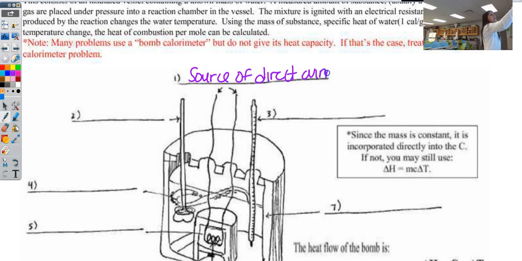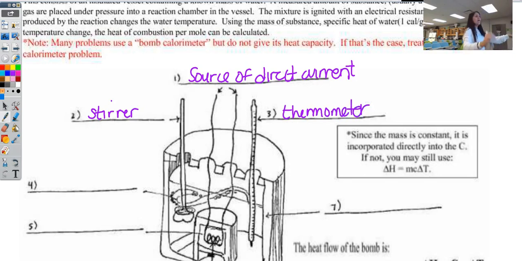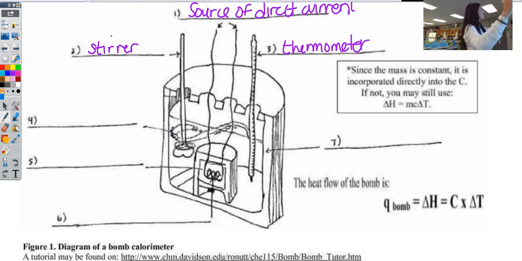Okay, let's take a look at what number two is. Well, number two just looks like it's something that's doing some stirring, so that is our stirrer. Number three, that looks like a thermometer. Okay, and then let's go down to number four. And number four is the solution that's inside of here. Well, it's a substance. It's actually just water. So this is interesting because typically in a simple calorimeter, we like to use water or aqueous solutions. And it's the same thing here. It's just water that's surrounding it.